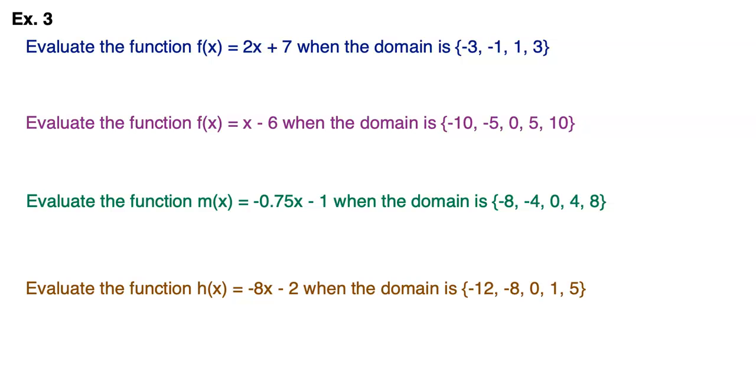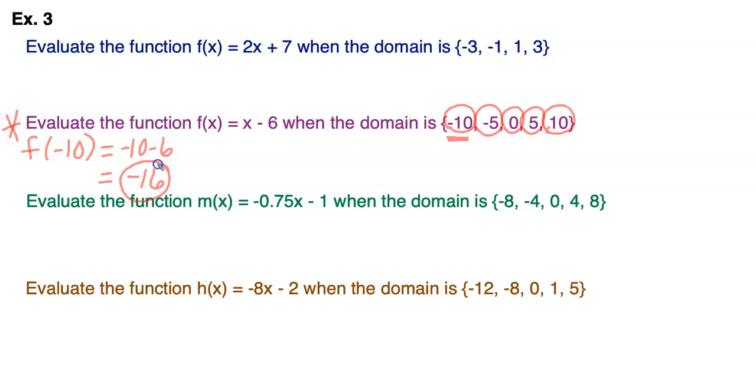Okay. I'm just going to pick one of these to do. Let's do this one here. So you basically have 4 values that you're going to put in for a process. Actually, this one we have 5. So we're going to work this problem 5 different times. So the first thing I'm going to do is plug in negative 10 for x, like this. So then I would have negative 10 minus 6, so I end up with negative 16 as my first answer.